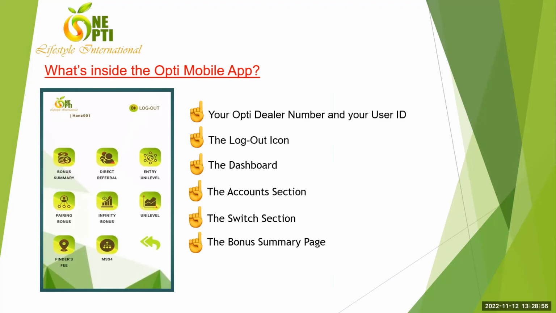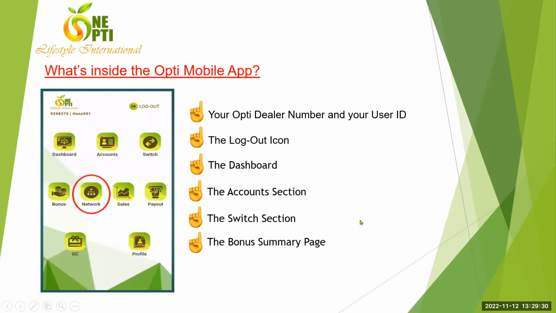Now, for the pairing bonus, this allows you to access where your pairing bonuses are coming from. So you will be able to see the exact names of people, when they were encoded, and who were their sponsors. And also for the infinity bonus, the uni-level bonus, the finder's fee, and MSS4, basically these are all for your earning page. So whenever you want to see the specifics on that particular bonus or commission, this is where you will go, the bonus summary page.